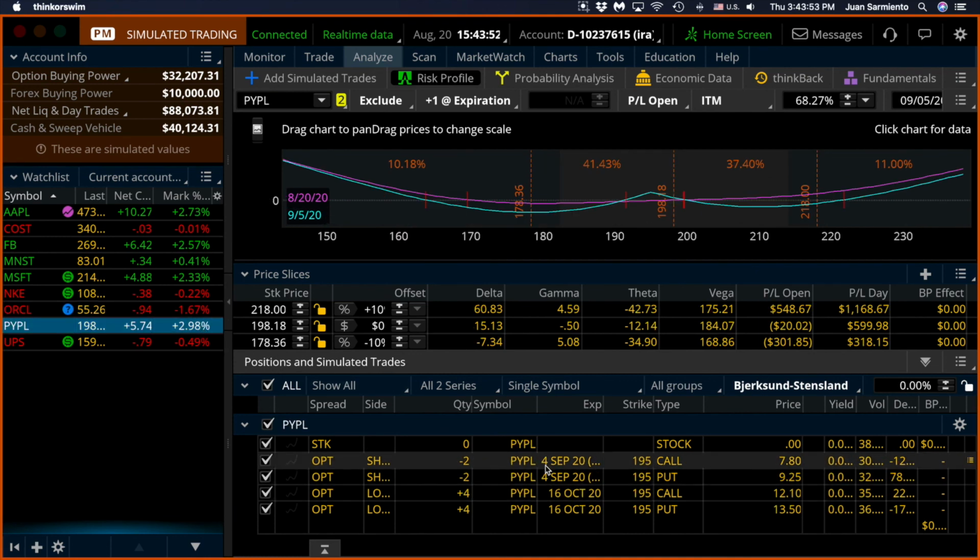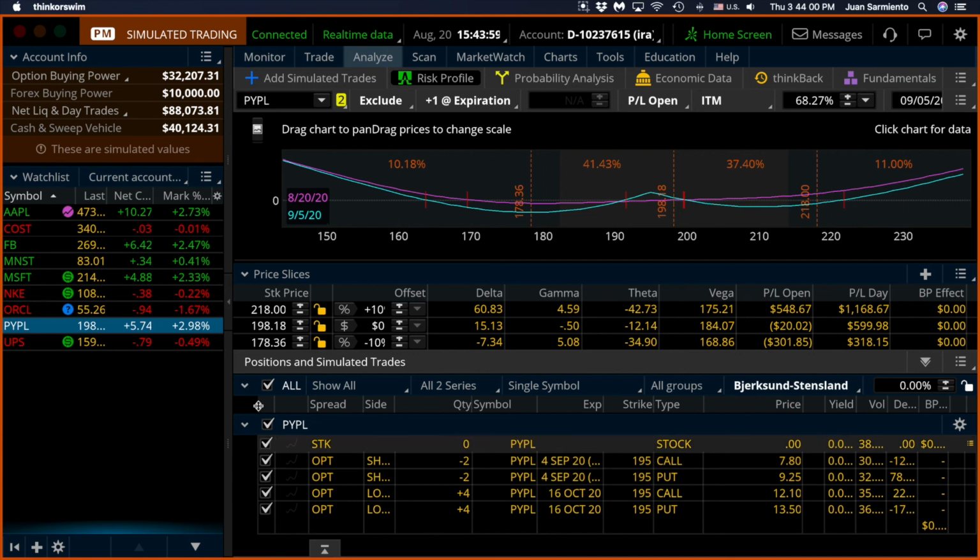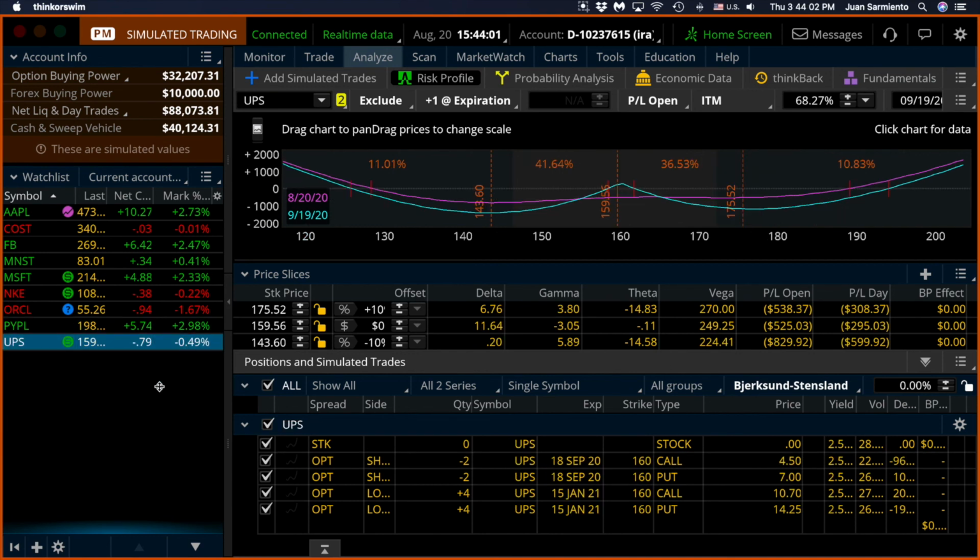Same with this PYPL, that's PayPal. It is for September expiration, so no change there. And this is UPS, no change there either. The expiration is September. I just entered that.